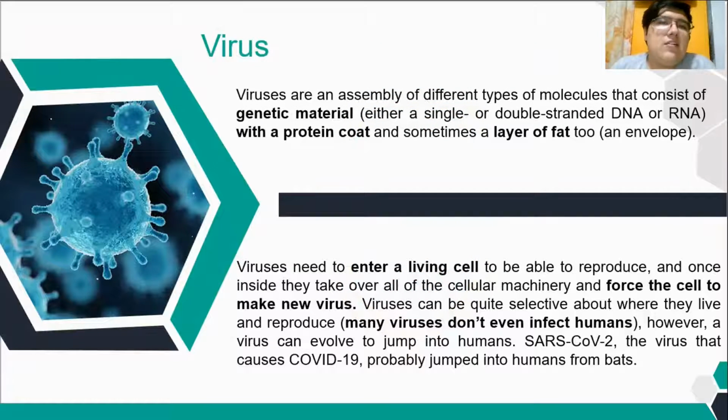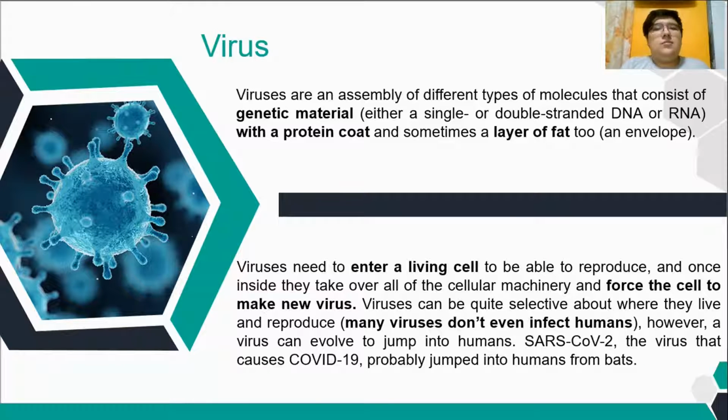Now, let's talk about virus. Viruses consist of two principal things: the genetic material, that can be DNA or RNA, and a protein coat that protects the virus. And sometimes we can find a layer of fat. This layer makes an envelope of the virus, and it's not usual to see it in viruses. It's not usual, but it can be in many types of virus.